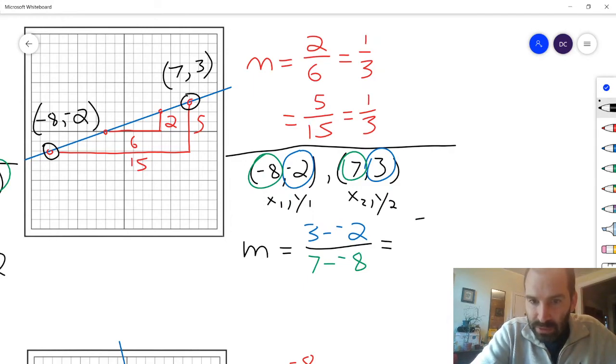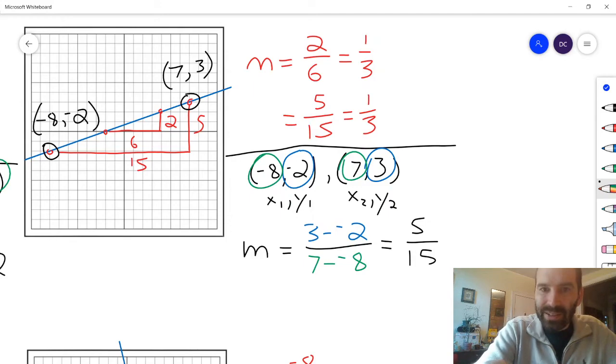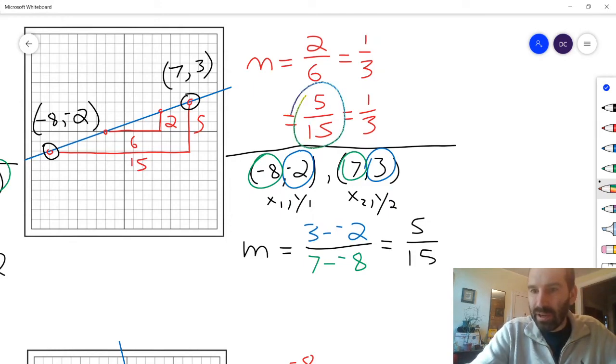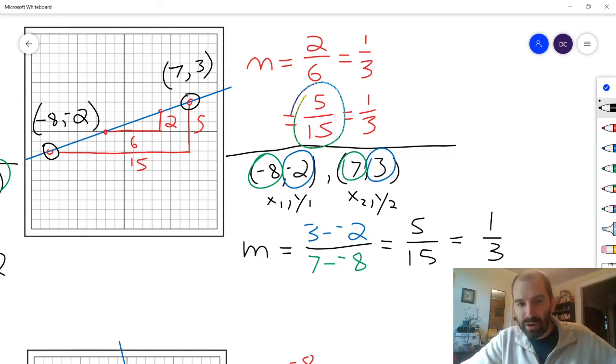So let's see what happens. 3 minus negative 2 is 5. 7 minus negative 8 is 15. Notice that's exactly what we had up here, right? No coincidence there, which simplifies to 1/3. We get the same answer, right? So this is the algebraic approach to computing slopes.